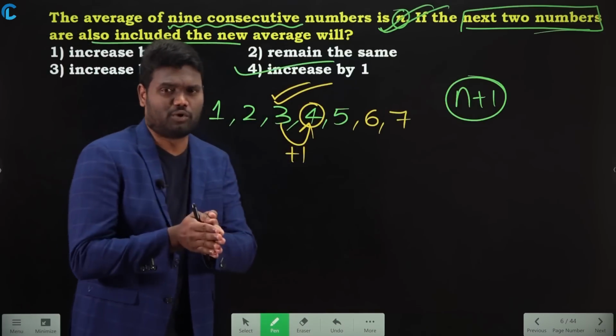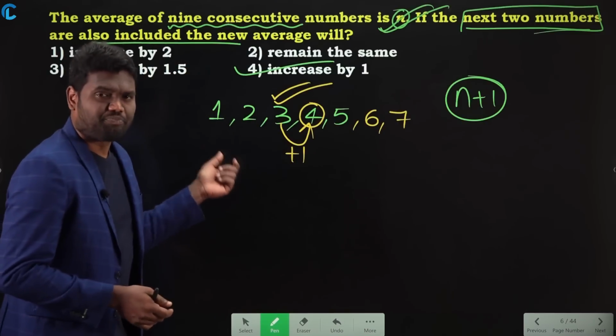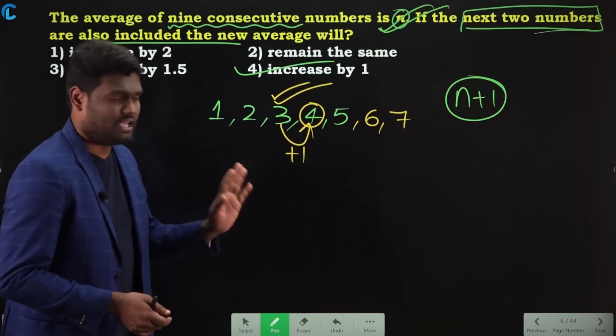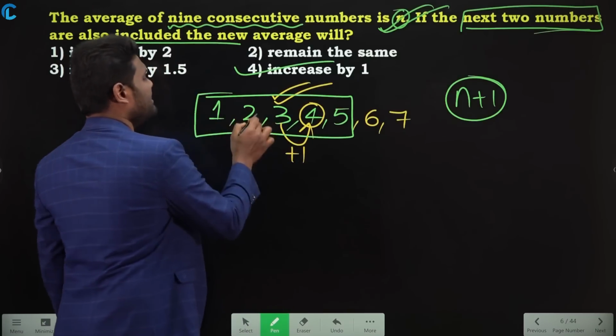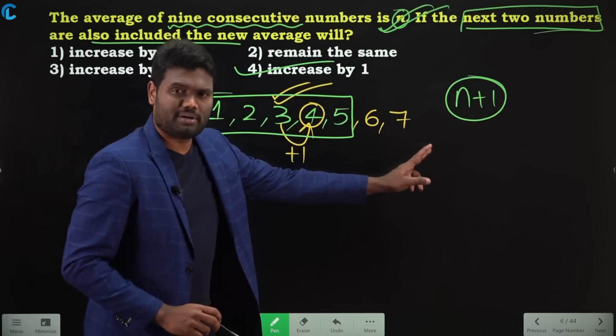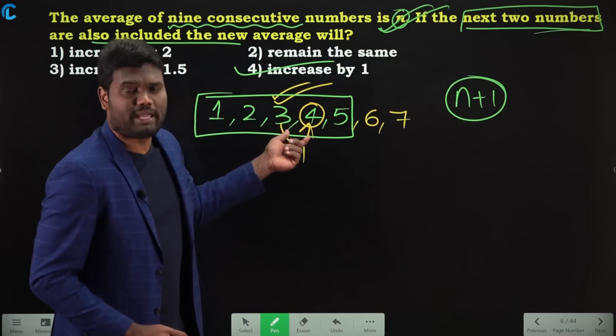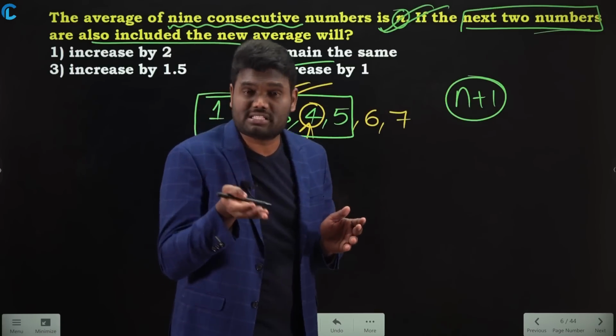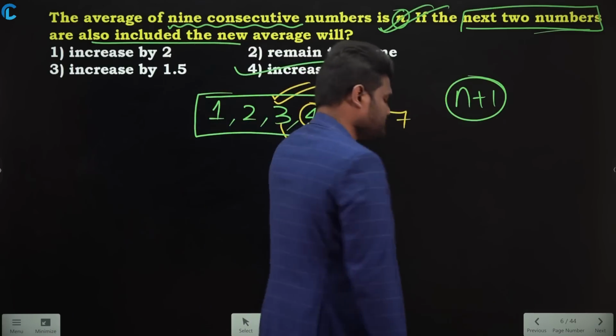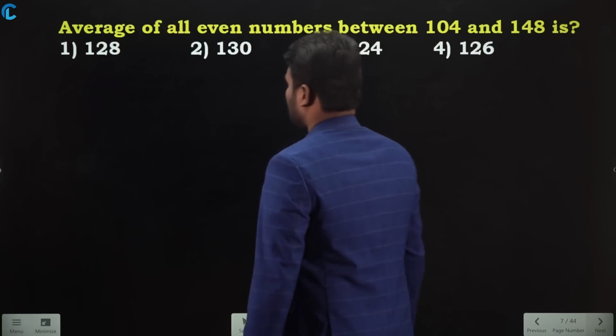Very, very simple question. Just take one example. If you take the example, you will come to know. What I have done is first 5 numbers. The first 5 numbers' average is 3. The next 2 numbers I have included. Now the average became 4. So 3 became 4. 3 became 4 means the average is increased by 1. Okay. Let us look at the next one.